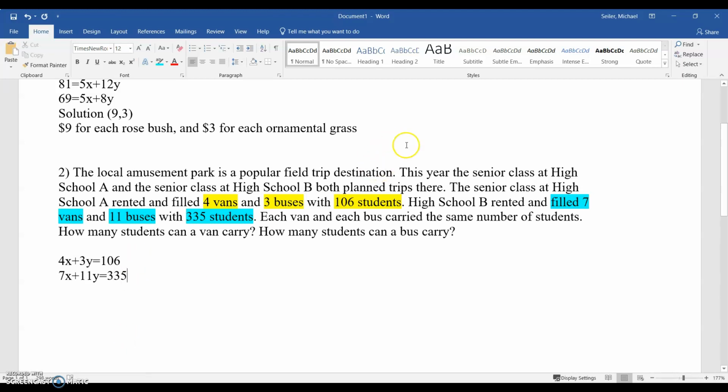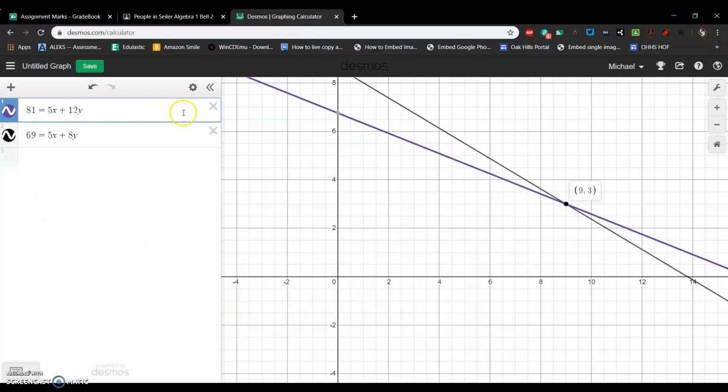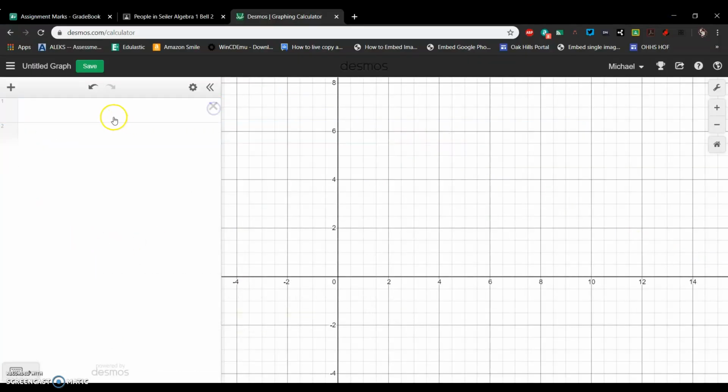So let's go over to Desmos and graph these. Get rid of those. 4x plus 3y equals 106. And 7x plus 11y equals 335.